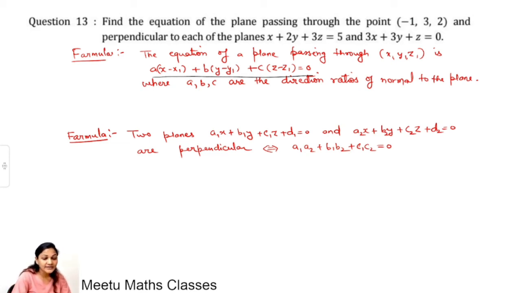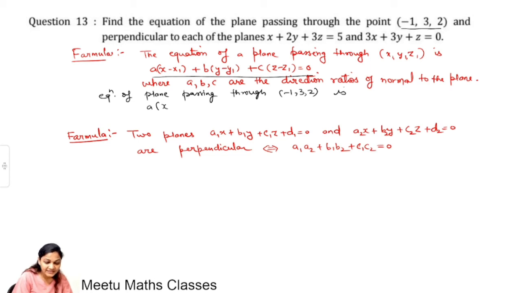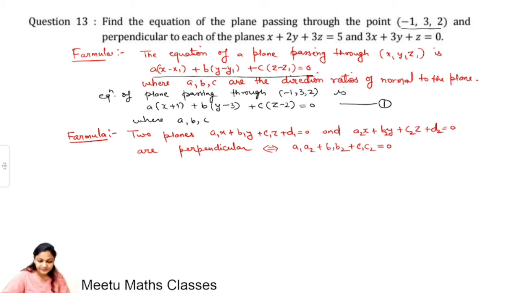Now our plane is passing through this point, so the equation of the plane passing through minus 1, 3, 2 is a times x minus x1 plus b times y minus y1 plus c times z minus z1 is equal to 0, where a, b, c are the direction ratios of the normal to the plane.